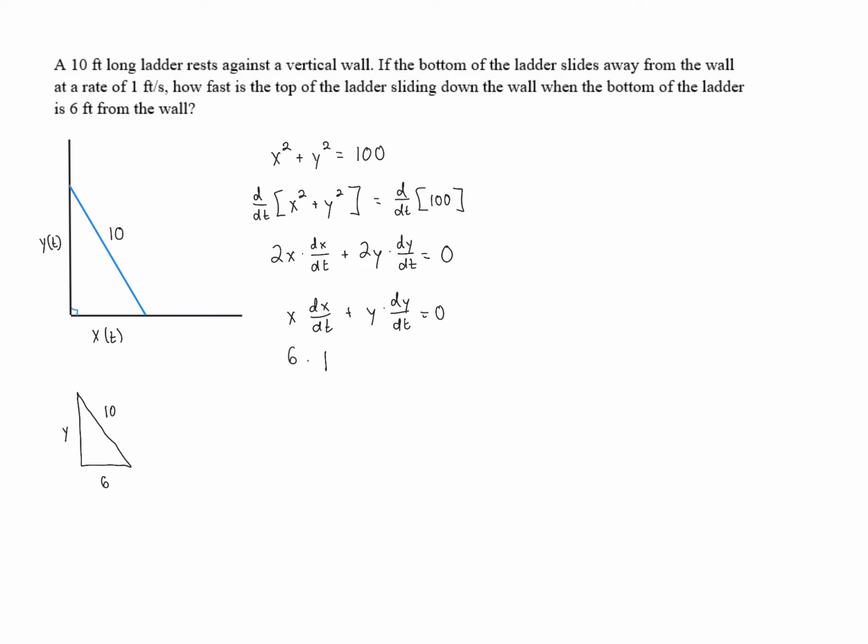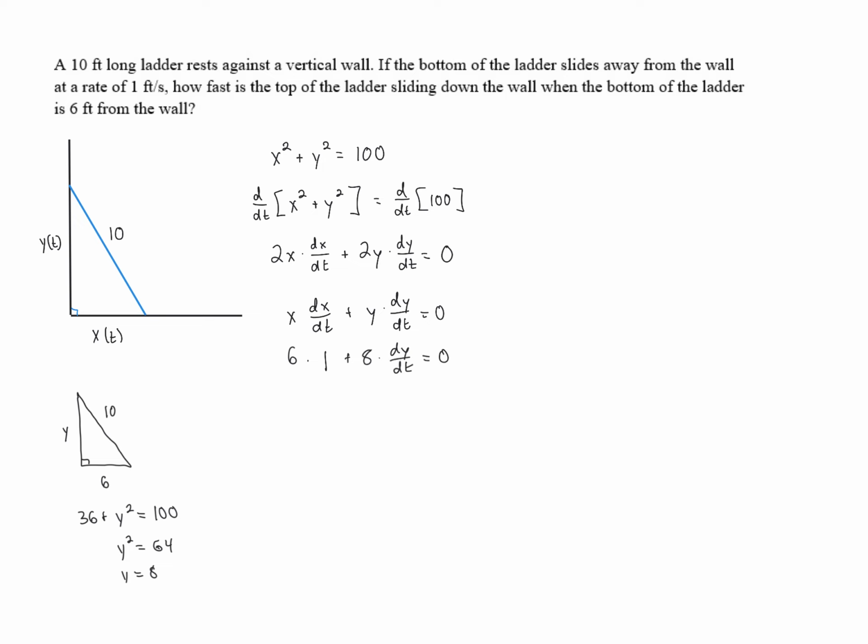And we're not told what y is, but again, we have a right triangle, so we can actually figure that out. We've got 6 squared, which is 36, plus y squared equals 10 squared, which is 100. If we subtract 36 from both sides, that gives us y squared is 64. And when we take the square root, y is 8. So we know at this moment y is 8, so we can plug that in.